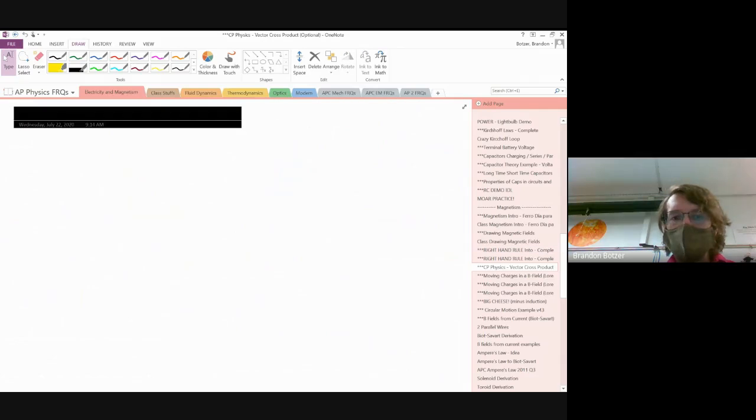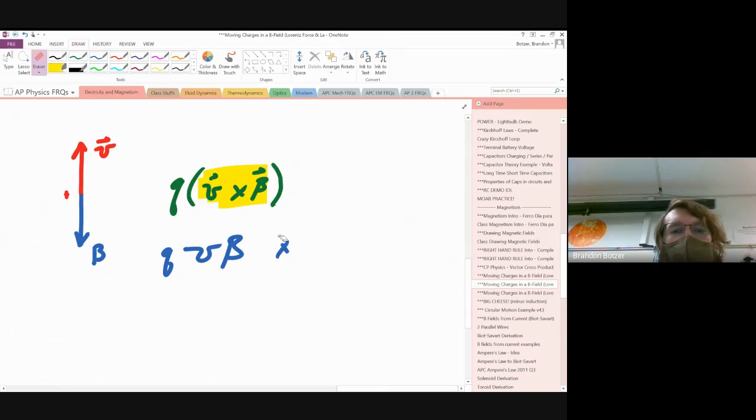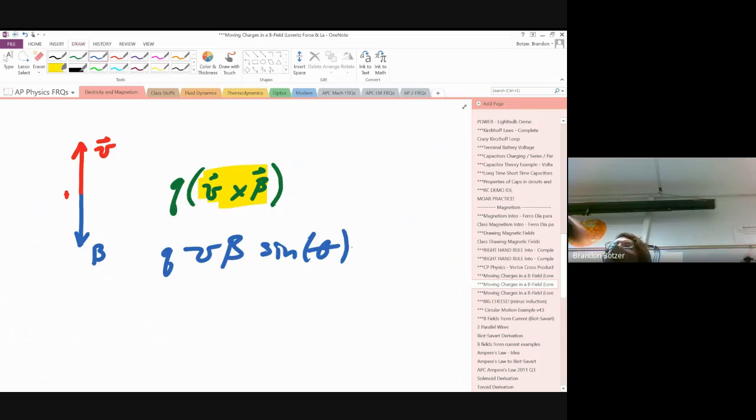When we're down here with our charges, we technically have QVB times the sine of theta, where that angle theta is the angle that we're rolling our fingers through. It's the smallest angle possible. Well, in this case, as Mikey pointed out, no matter how I put my fingers, my angle is 180. What's the sine of 180? It's 0. So the force is 0. Okay? So in this case, we don't have a force.